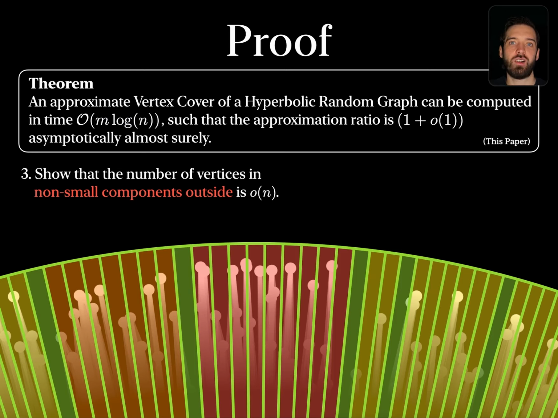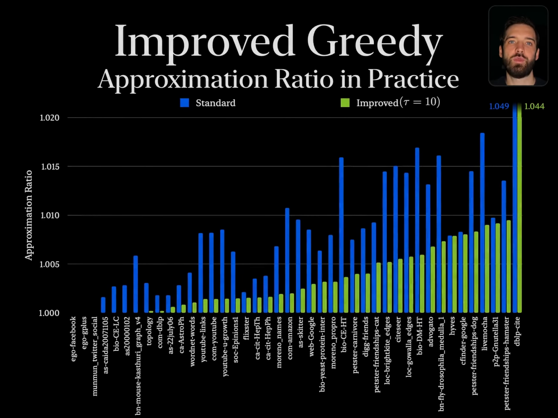Now, while this shows that our algorithm performs well on hyperbolic random graphs, it remains to be determined whether this also yields noticeable improvements on real-world networks. To this end, we performed experiments in order to compare our improved greedy approach with the standard one. Blue bars show the performance of the standard greedy approach, while green bars denote the performance of our improvement, where we set the parameter tau to 10, meaning we solved separated components of size at most 10 times log n exactly. On the x-axis, we see the networks that we considered, and the y-axis shows the obtained approximation ratios.